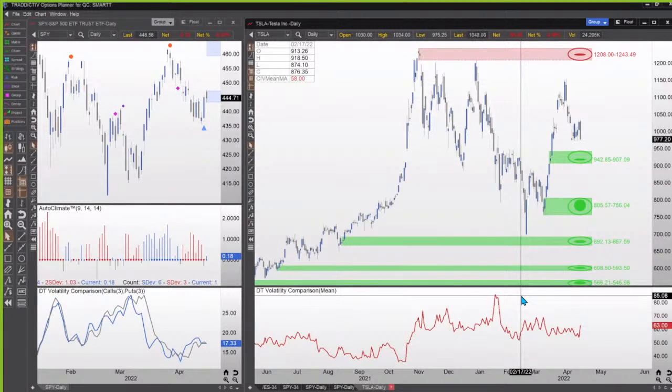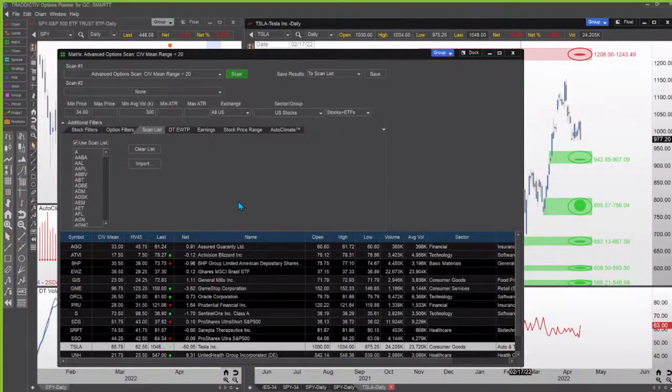So again, that's the point. Low IV is relative to its range. It's not the number. It's relative to its range. Very good comment there, Natalie. Very, very well said.